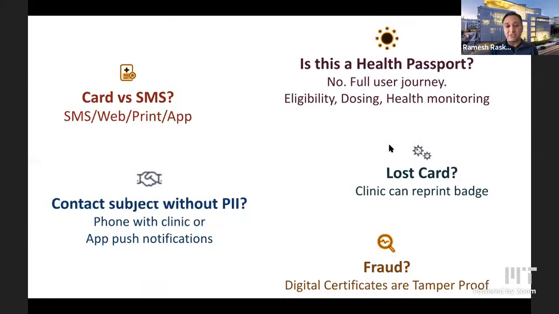Of course, there are many questions. Is this only for physical paper cards? No, as Chris Joshi will tell you, this can also be delivered over SMS or it can come in the email. But the whole idea is this is an offline experience for an individual. Second is, how can you give somebody a vaccine without knowing their PII, and how can you contact them? There are straightforward ways to deal with that. Is this a health passport? No, it's much more than that, because it's for a full user journey from eligibility to dosing to the first, second dose coordination, all the way to health monitoring.